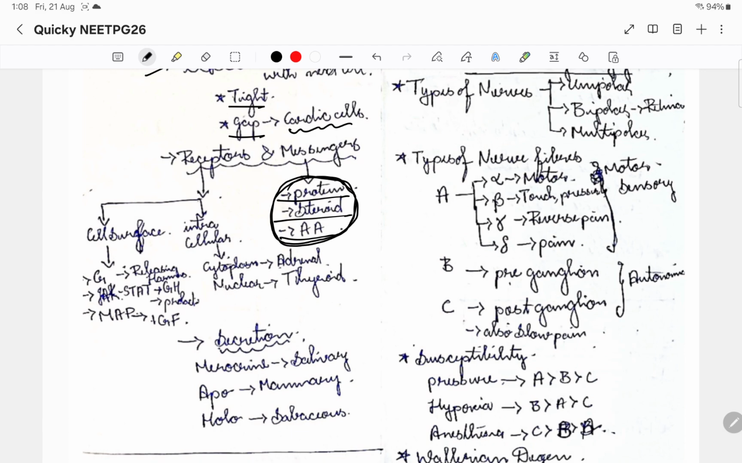Messages to the tissue or a cell will be in three forms. That is, a protein can come directly, or a steroid or an amino acid can come and give a message to that particular cell. So these are the messengers. What are the receptors? In a cell, a message has come. To receive that message, the cell has a cell surface receptor, intracellular receptor or a nuclear receptor. Let us divide that broadly as extracellular or cell surface receptor and intracellular receptor.